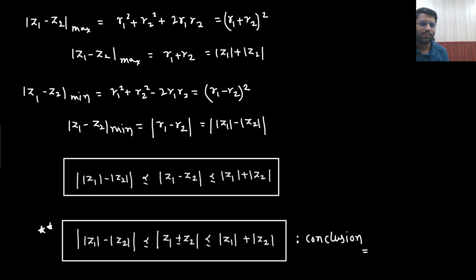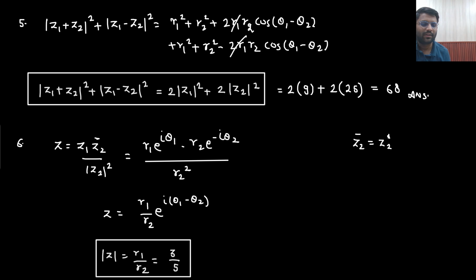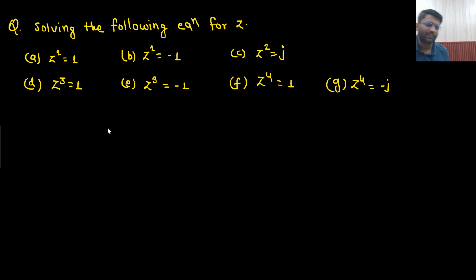Magnitude of Z1 plus Z2 would be less than or equal to magnitude of Z1 plus magnitude of Z2, and it would be greater than or equal to the magnitude of Z1 minus magnitude of Z2, taking its whole mode. Understandable? Let's go to the next question.